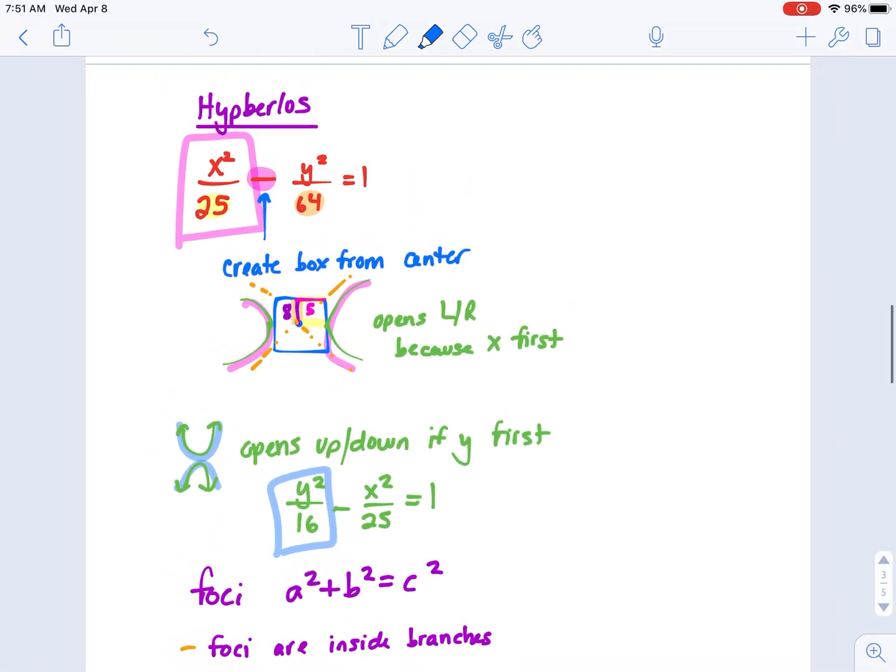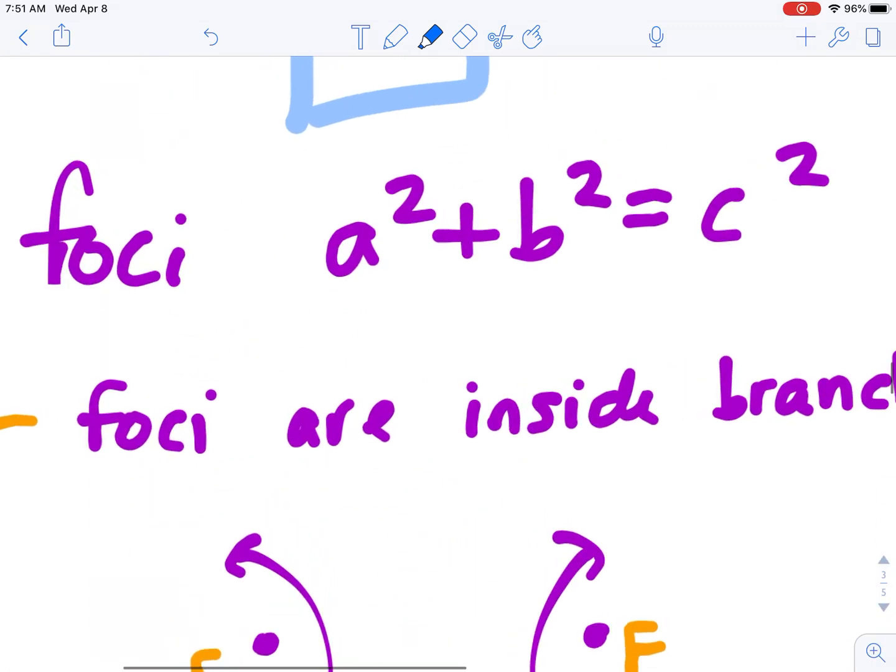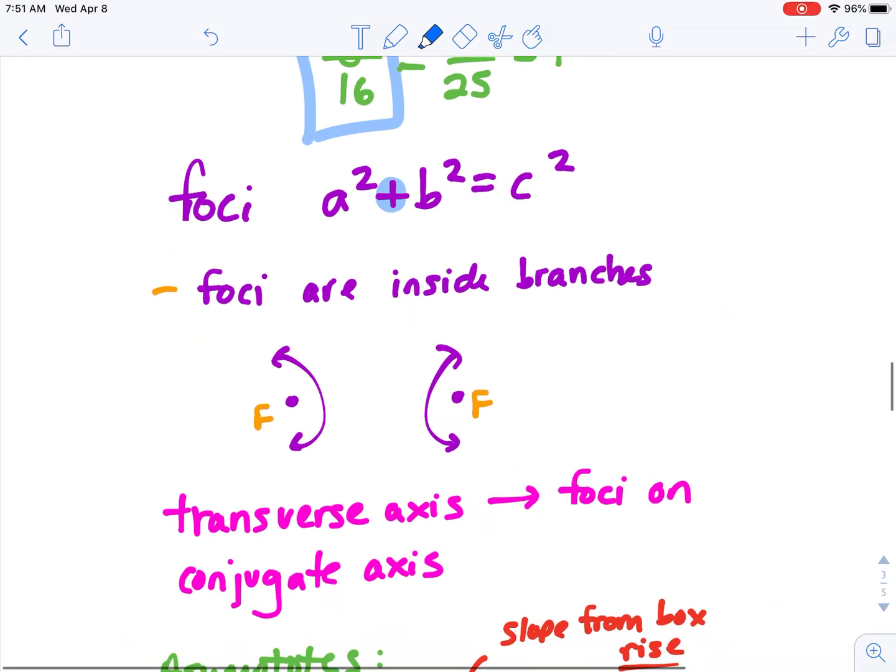Your original formula for a hyperbola has a minus, so your foci formula has a plus sign. When you add numbers, it does not matter which number comes first. With subtraction, order matters. So here you're just going to add the two denominators. The foci always will sit inside your branches, just like in a parabola. And the foci are always on the transverse axis. So this right here would be our transverse axis, and the conjugate axis would be the other one.